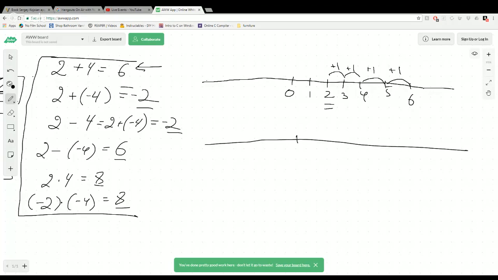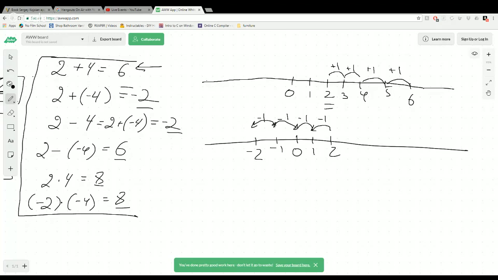We start from 0. Here's my 1, here's my 2. What do I do from 2? I count. Notice the negative 4. So I'm actually counting backwards 4 units. So when I go 1 unit left, I come to 1. 1 unit left, I come to 0. 1 more unit left, I go to -1. And 1 more unit left, I go to -2. And that's exactly what we have.